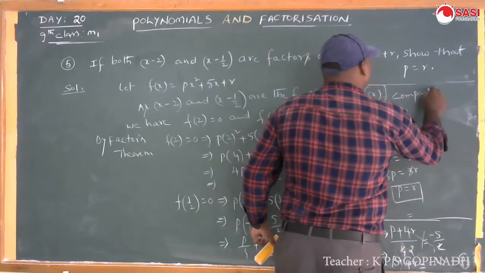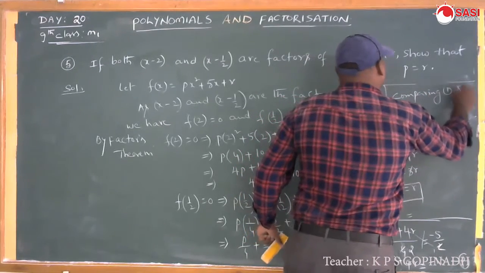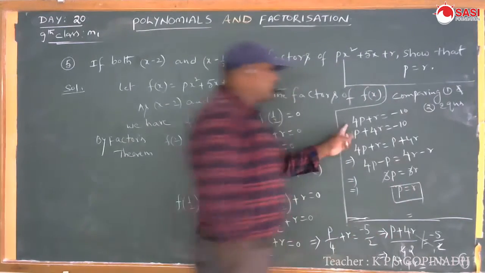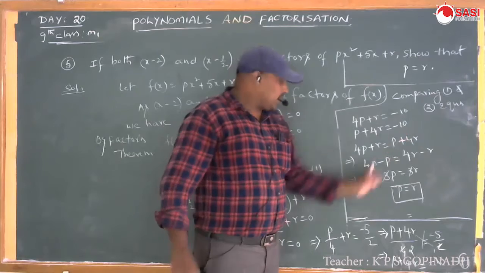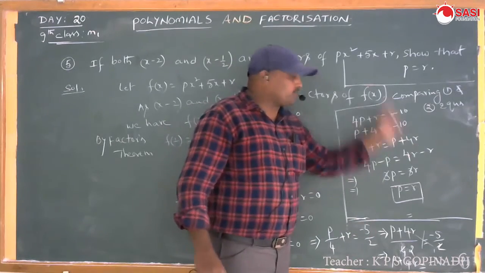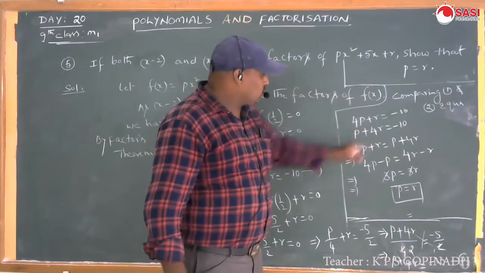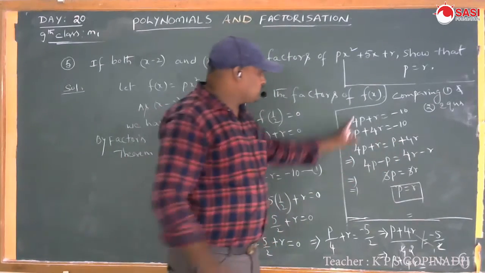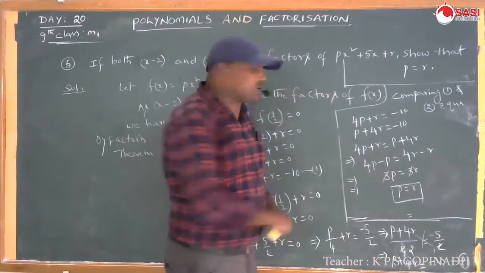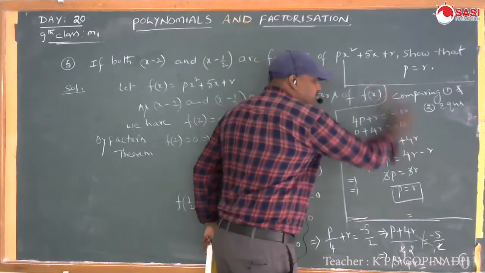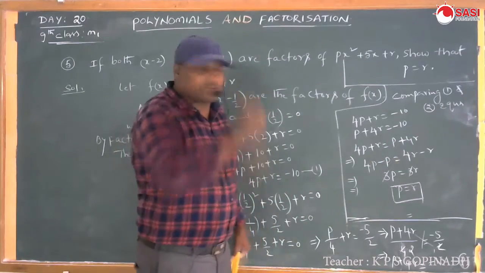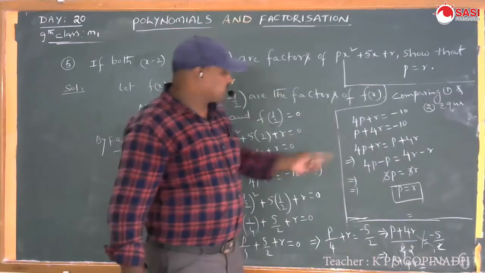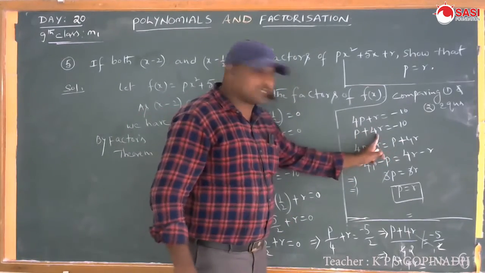Comparing equations 1 and 2. First equation: 4p plus r is equal to minus 10. And the second equation you got: p plus 4r is equal to minus 10. So comparing these two, we got this expression, that is 4p plus r is equal to p plus 4r. Why? Because in both equations the right side parts are equal, so automatically the left side parts must be equal. That is 4p plus r is equal to p plus 4r.